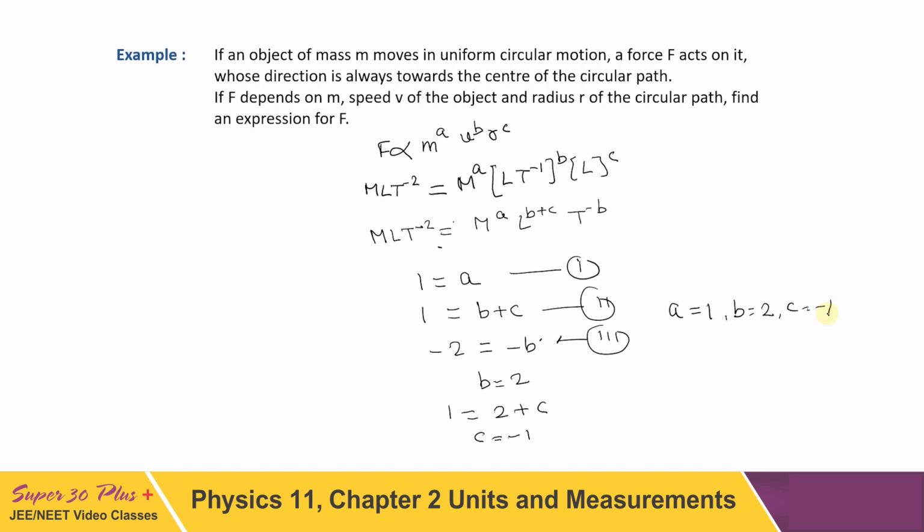On substituting these values in the formula above, it will be F proportional to m v square and r^-1, or it can be written as F is proportional to mv^2 by r. So have you got your popular formula where F represents the centripetal force, which is equal to mv^2 by r. Happy to see this force?